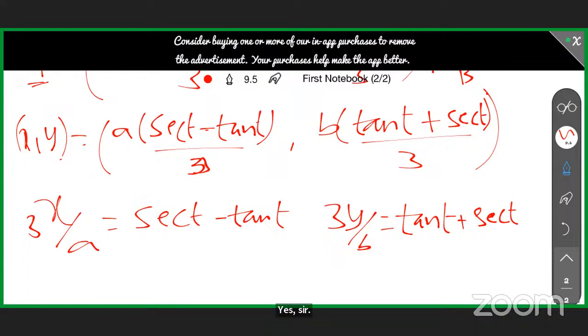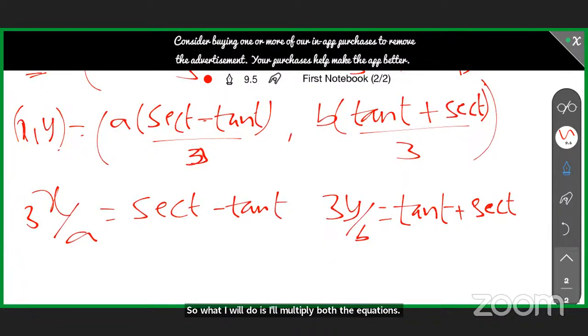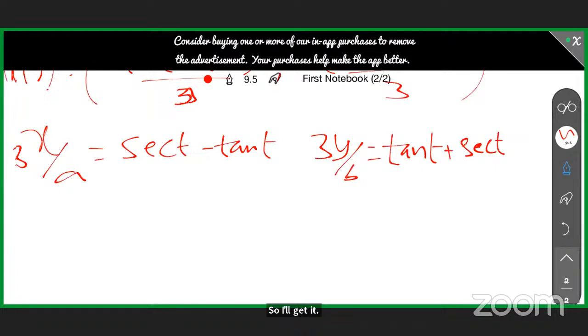Now we have to remove the t. To remove the t, I have to bring it to the trigonometric identity. You know the trigonometric identity, no? I have to bring it to 1 plus tan square theta is equal to sec square theta, or else sec square theta minus tan square theta is equal to 1. So I will multiply both the equations, left hand side with left hand side, right hand side with right hand side.